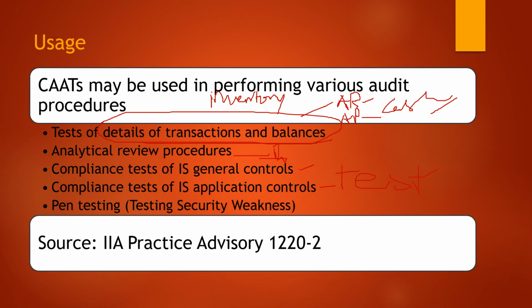So we can use CAATs. We need to evaluate the controls first. We do test of control before we do substantive testing. We want to check whether their internal control is strong or not, because our substantive testing varies depending on the analysis of their control environment.